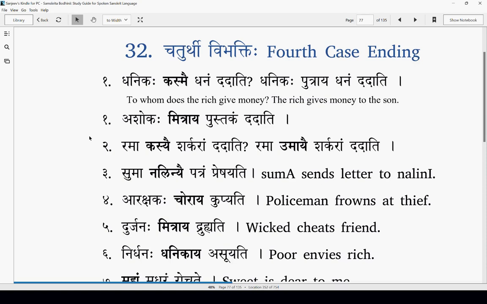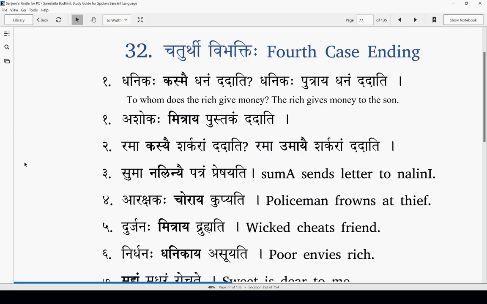Rama kasmai shakkaram dadati. Rama kasmai shakkaram dadati. Rama Umayai shakkaram dadati. So here, Rama kasmai, to whom sugar given. So here these sentences are trying to illustrate or give some examples of Chaturthi Bhakti in different lingam.